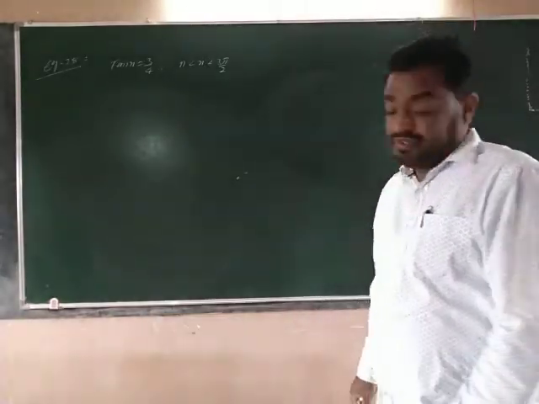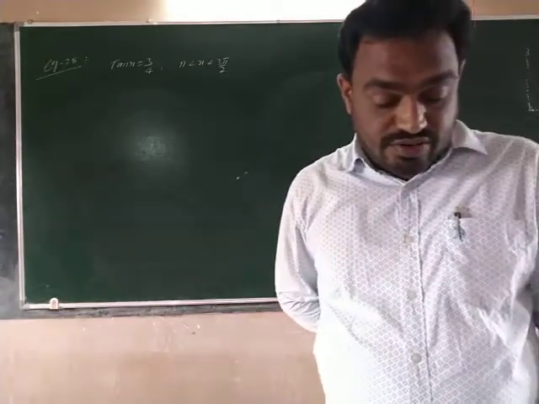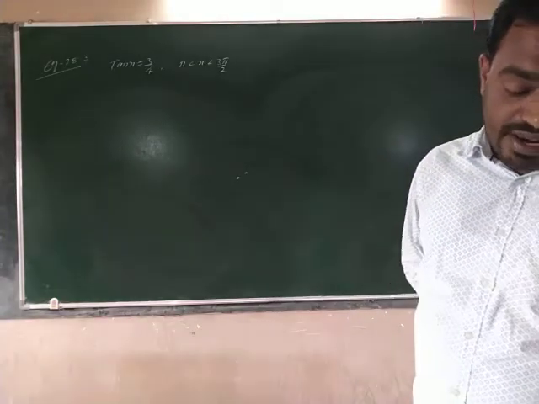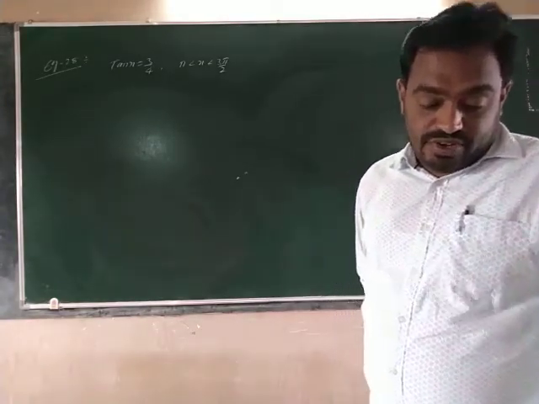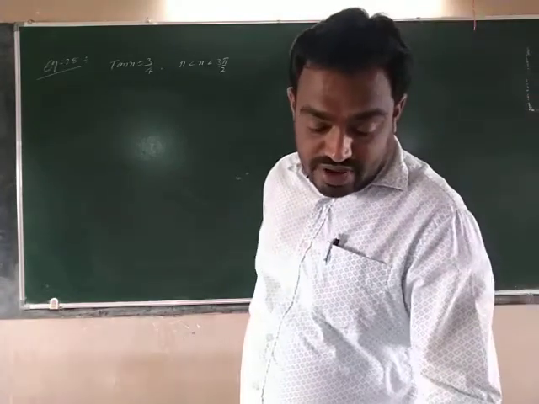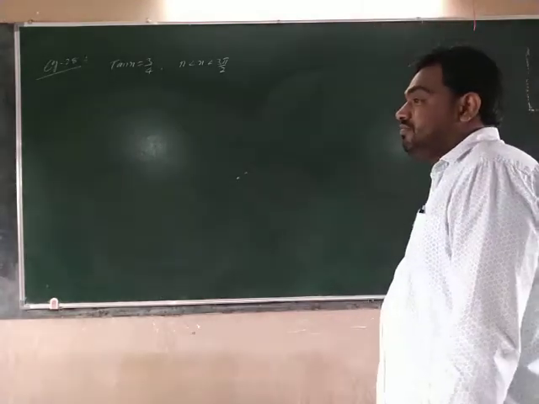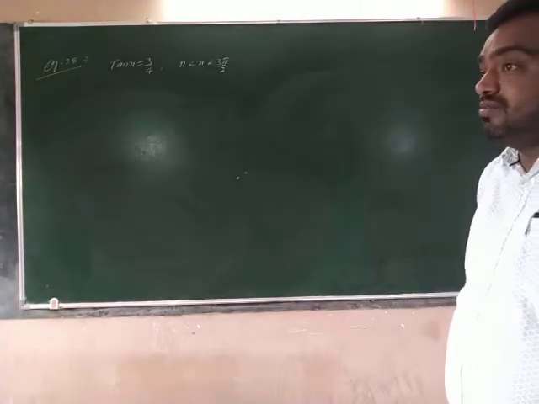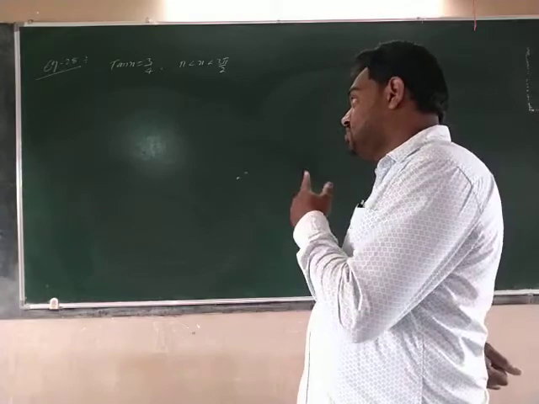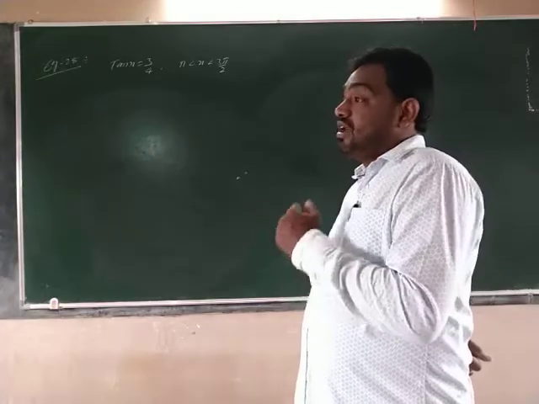Next, question 28. If tan x equals 3 by 4, with pi less than x less than 3 pi by 2, find the value of sin x by 2, cos x by 2 and tan x by 2. We have a similar method and one example also. Later you solve this one. You try those examples.